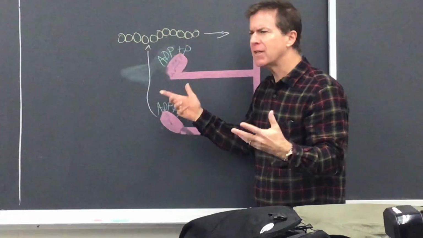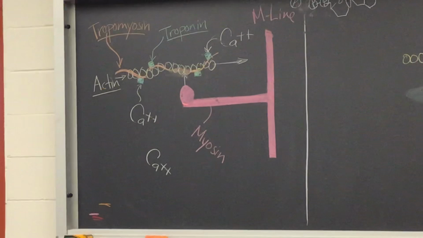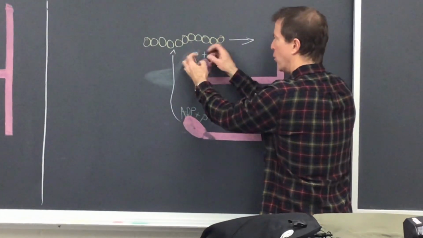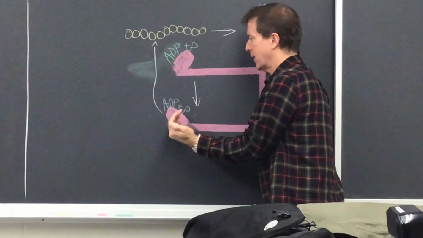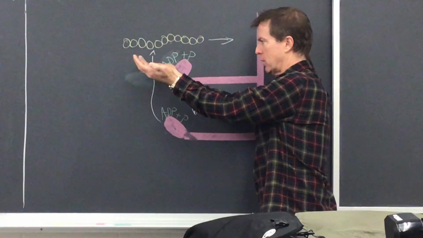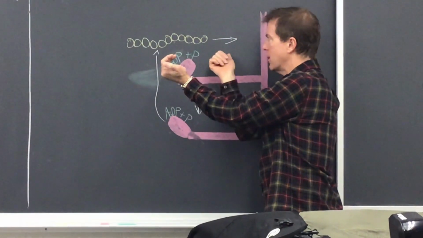So we've exposed the active sites on actin with our calcium story. Now we're going to give this myosin head energy. ATP molecule attaches, we break the terminal phosphate, that gives it energy. It reaches up, grabs the actin molecule, and pulls it toward the end line.